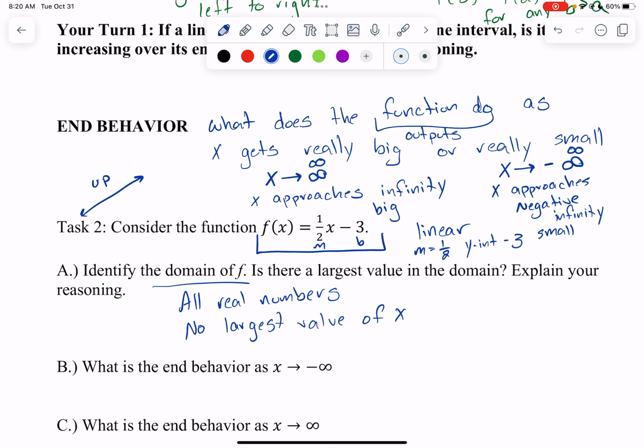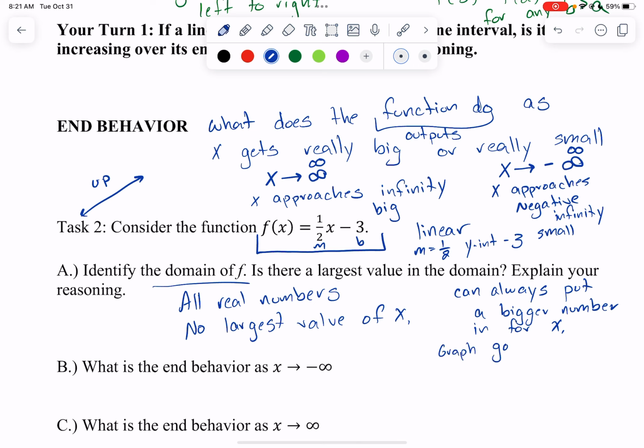Explain your reasoning. Okay, what's my reasoning here? I can always put a bigger number in for x. Or the graph goes right forever, meaning there is no end point where it just stops going to the right.